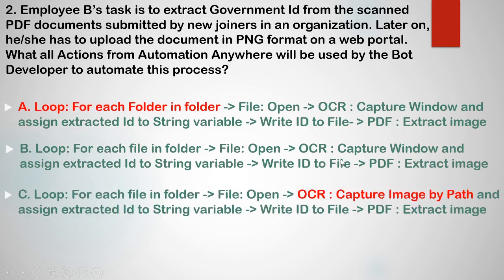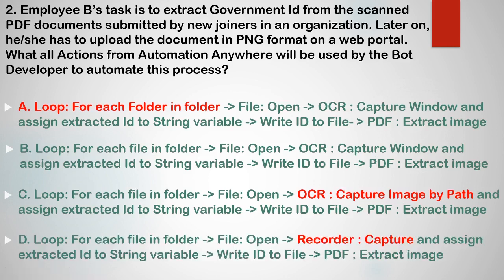If I see the next option, here the option has capture image by path from the OCR package. So we have already learned in the session on OCR, this capture image by path or capture image by URL are meant for the image files. But here we have the scanned PDF document. So in such case, we'll have to go with the capture window from the OCR package, not by the capture image by path from OCR package.